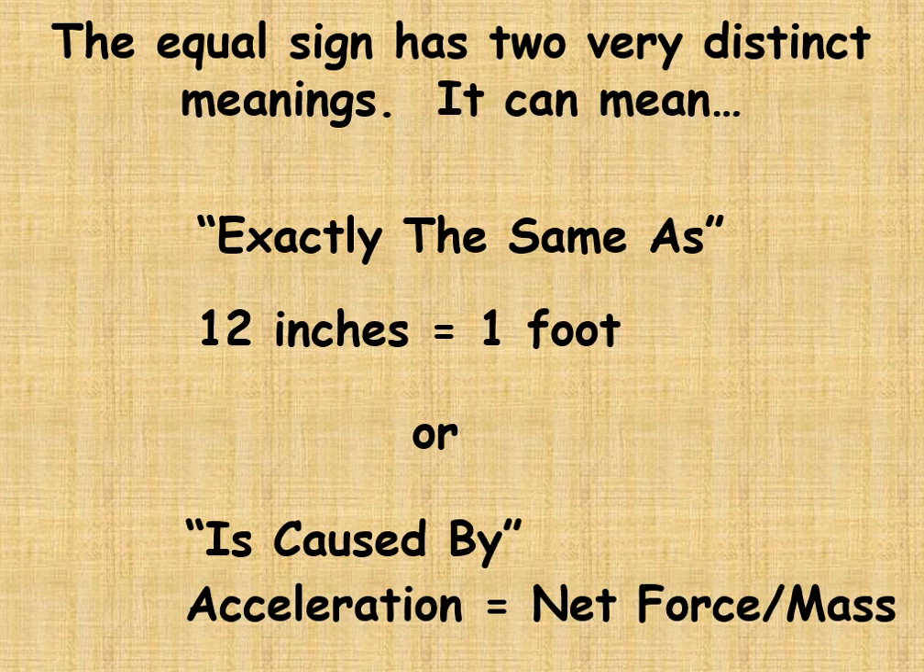However, in physics, the equal sign can mean something else. And you can assume that it means something like to say it is caused by. So for example, we can say that the acceleration of an object is caused by a net force acting on a certain mass. And the equation acceleration equals net force divided by mass is a mathematical way of saying that. Okay, so there's a subtle difference there, and most of the equations in physics you can interpret in that sort of a way.